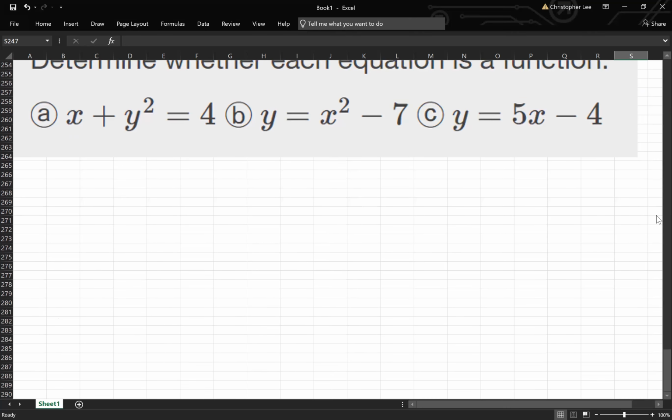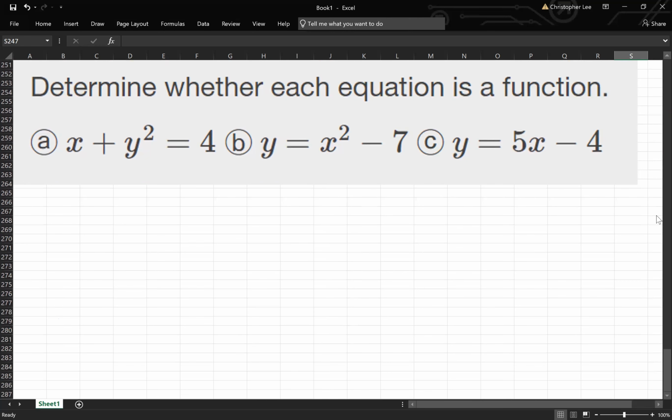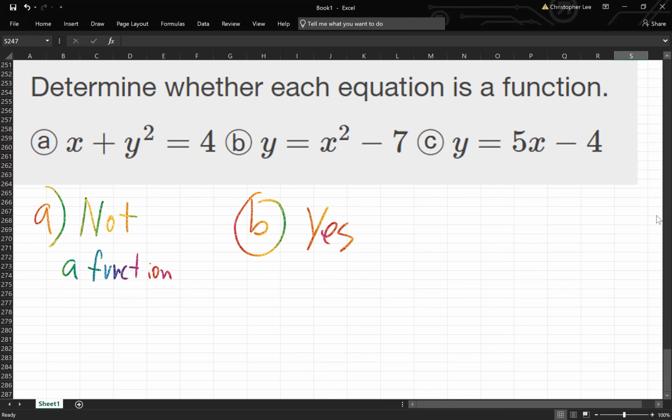All right, help me out real quick. A, is that a function? No. Okay. What about B? Is B a function? What about C? Is C a function? Very good. Questions on this?